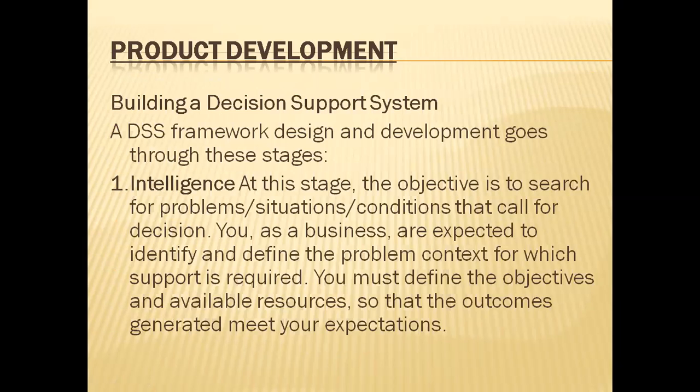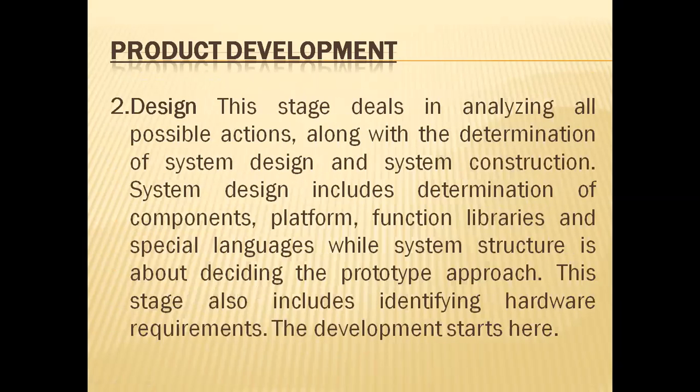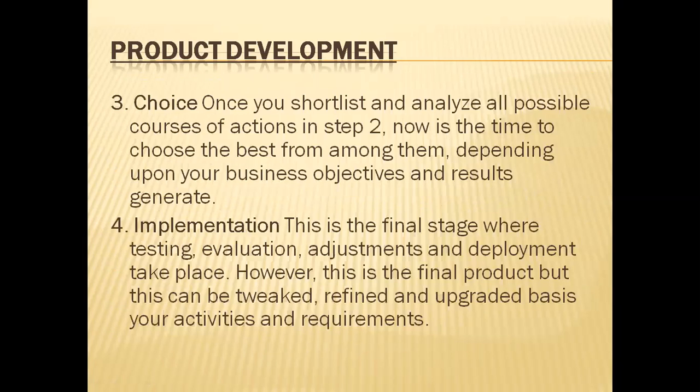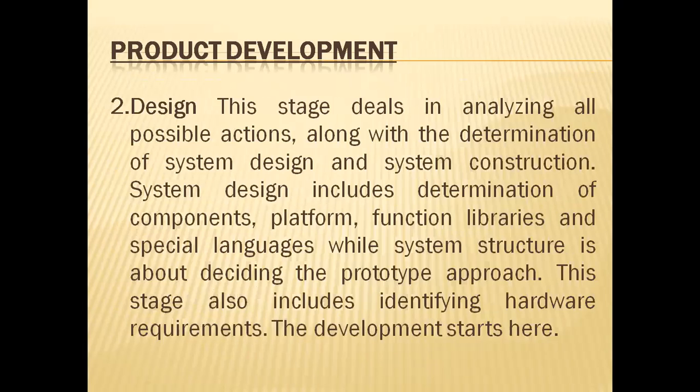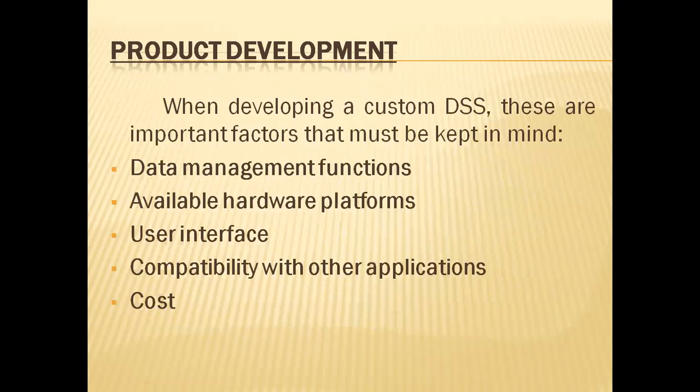That is the first important part. Then the design. All the permutations and combinations available based on the data, it will design. Then it will make one selection, and then if everything is true, you are going to implement. These are the 4 stages in building a decision support system. Every time you can rely on it. It all depends on the design.